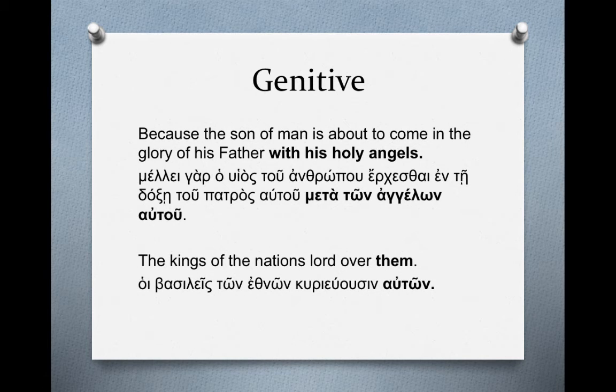The kings of the nations lord over them. Kuriousin is the word translated lord over. And what's interesting is this is a verb that prefers its direct object in the genitive case. It's true that the accusative is generally the case of the direct object, but it's also true that the dative and the genitive can also function like direct objects, depending on the verb mainly. So the kings of the nations lord over them. Since it's functioning here as a direct object, we don't need to include the keyword of.